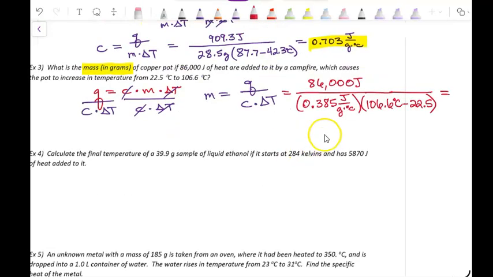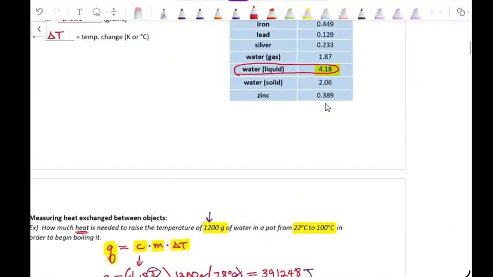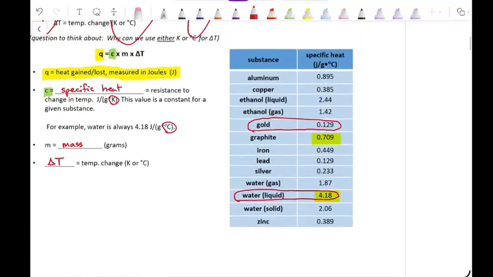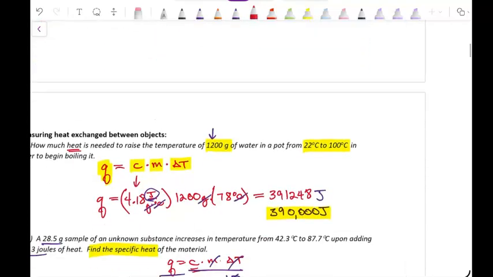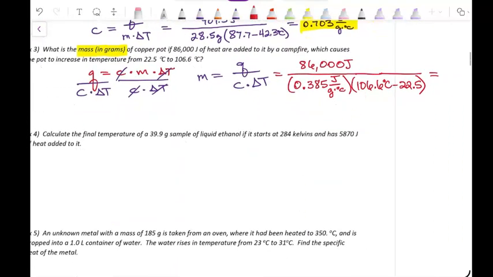Okay, so there's my setup. 86,000 joules is my Q. The difference here, whatever this is, 84.1 maybe degrees Celsius. As long as I put it in parentheses, I can just put it in my calculator all in one shot if I want to. And then here's my specific heat. The specific heat, 0.385, of course, I got from the table, right? Here's copper, 0.385, right? So there we go. And then let's see what this gives us. Go ahead and calculate it.